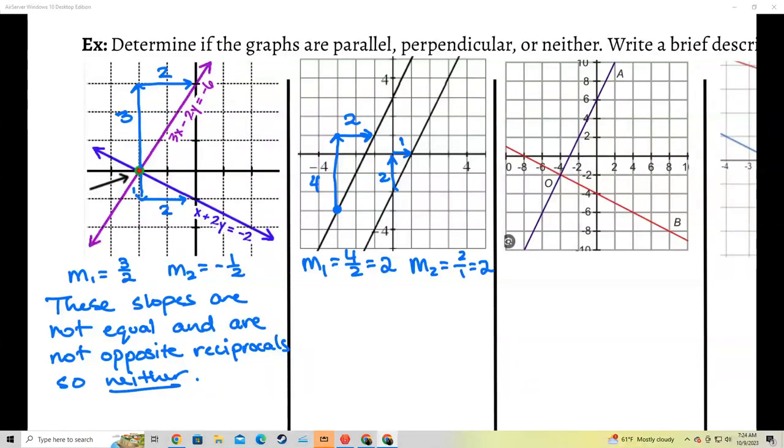So what do we notice? We notice that they have the same slopes. Obviously, they start in a different spot, so they are parallel.